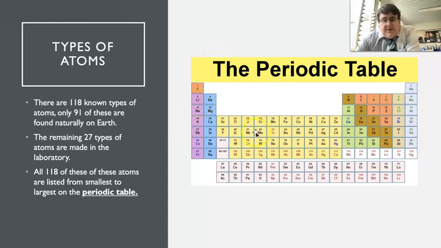Now, in order to get an element and have them on the periodic table, you need a group of the same atom, so a group of hydrogen atoms coming together to make the element hydrogen. Okay, I'm going to talk about that coming up in a little bit more information.